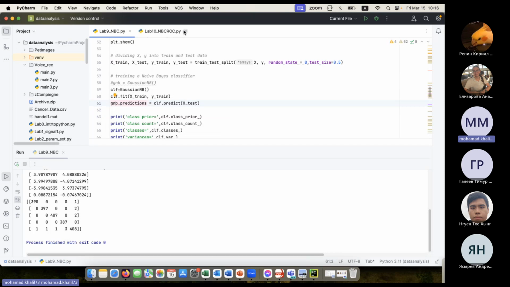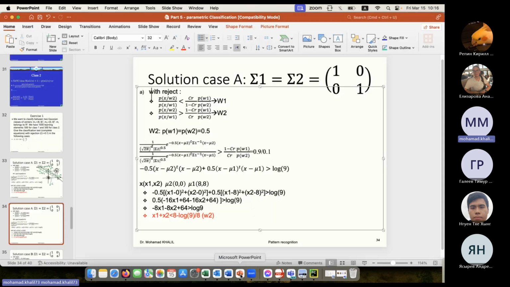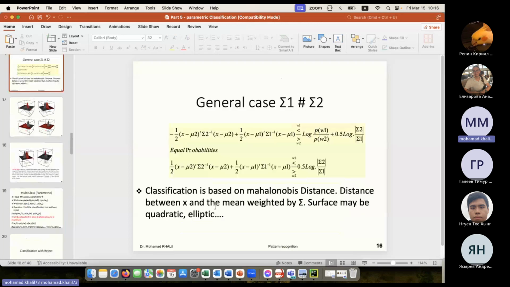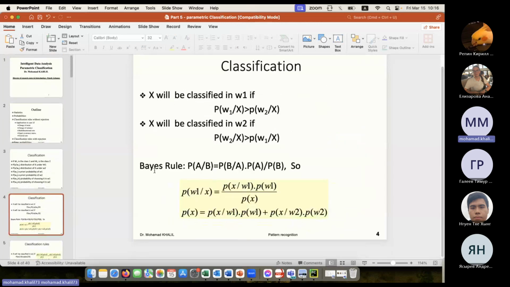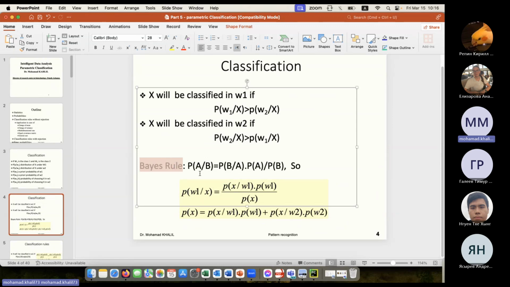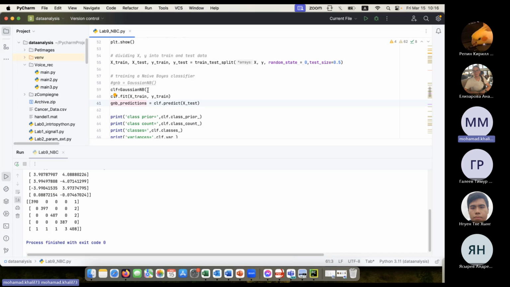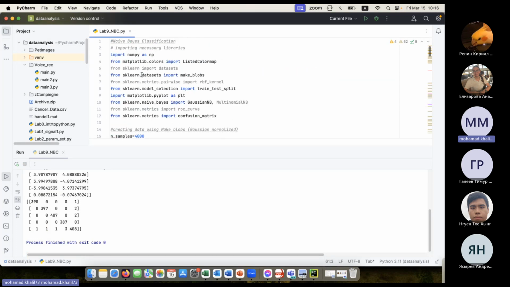Look, why I named the test lab 9 NBC? What is NBC? Naive Bayes classification. Why is it Bayes? Bayesian, because remember that the equation that calculates P omega given x is the Bayesian equation. Remember at the beginning when we calculated, for example, here is the Bayes rule. Remember Bayes rule? It is this one. So it's based on this Bayes rule. For that, the method is called the Bayesian method, naive Bayes classification. It's written at the beginning: naive Bayes classification.